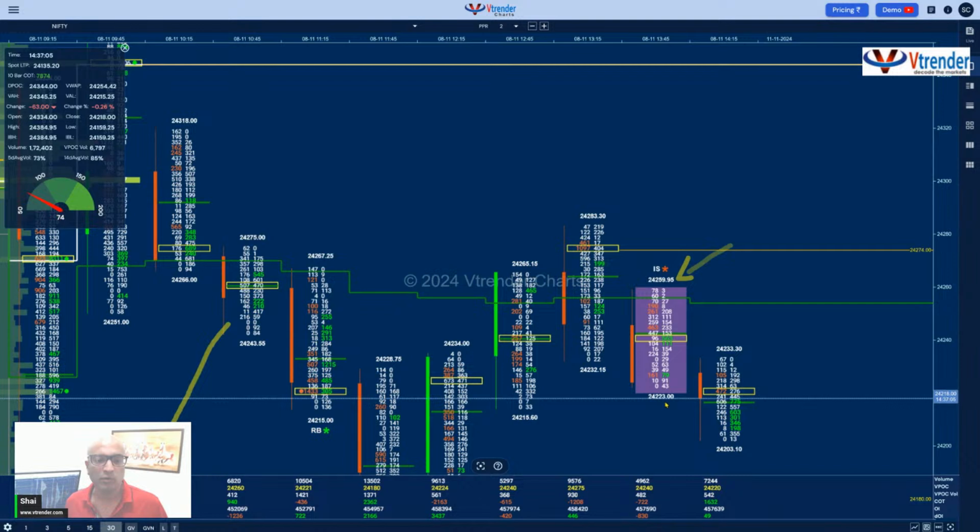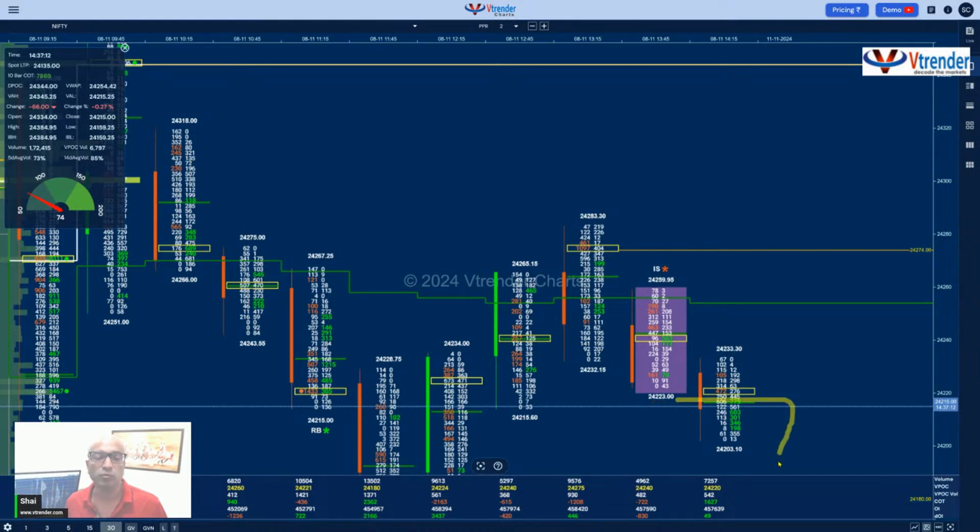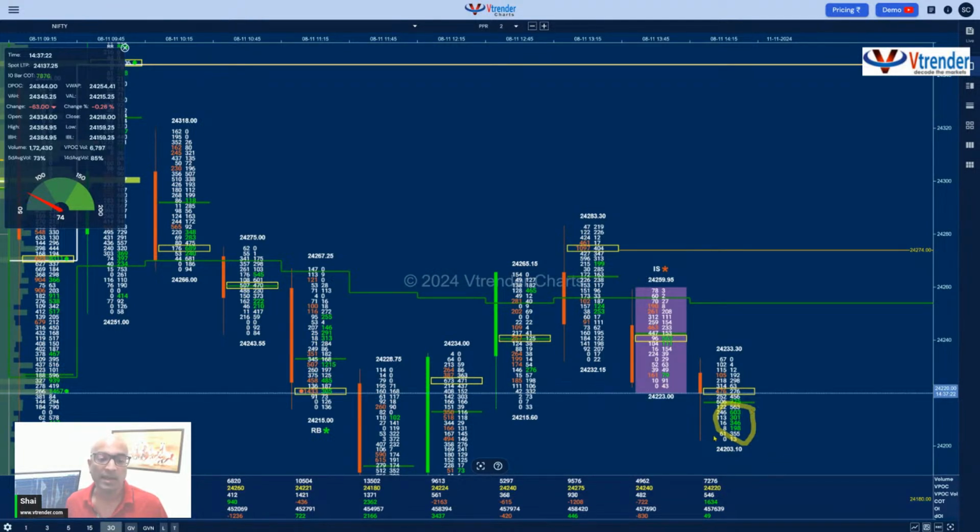So now what I'm looking for is this IS low, 24,223. And I'm looking for evidence of more supply below this 24,223, which is the IS bar low. Am I seeing that supply right now? No, there's a lot of demand which is coming in right now, and this tells me that there isn't a lot of supply which is adding up.